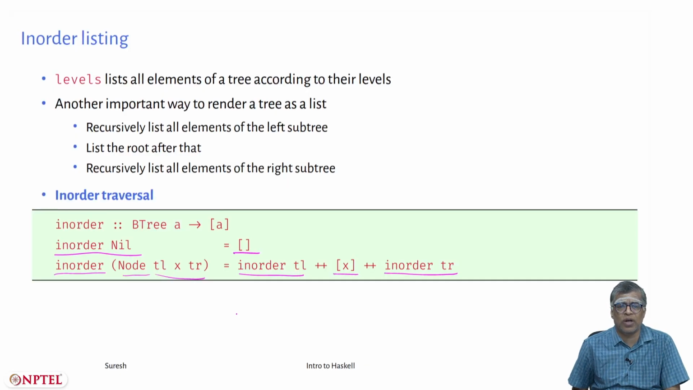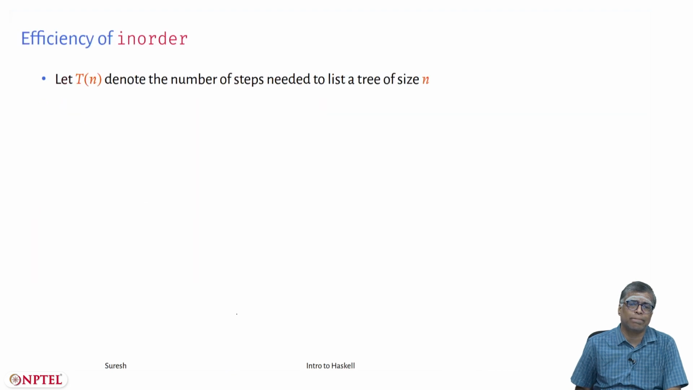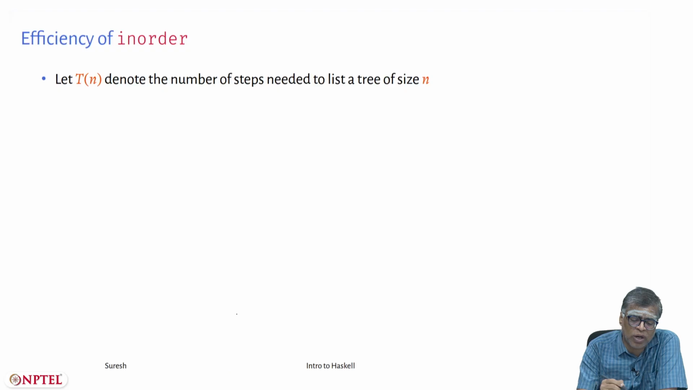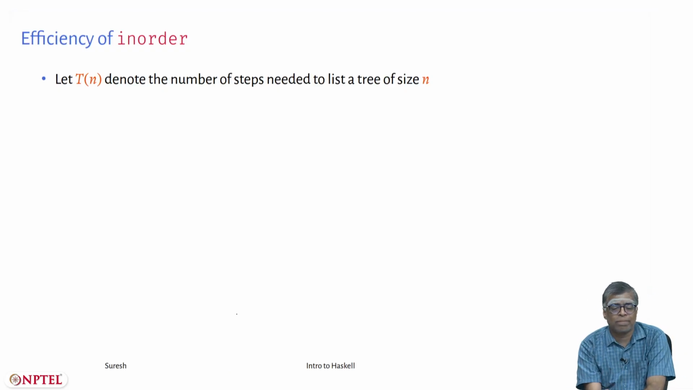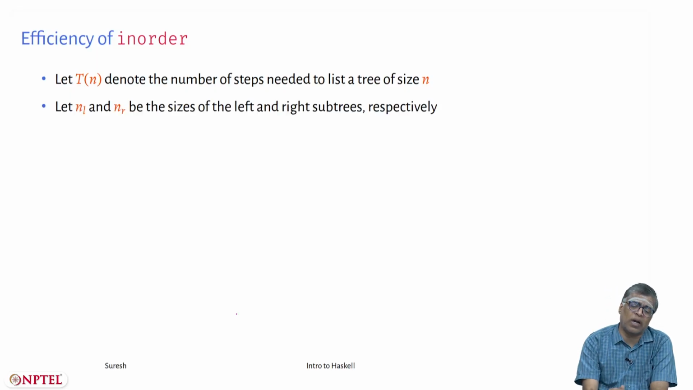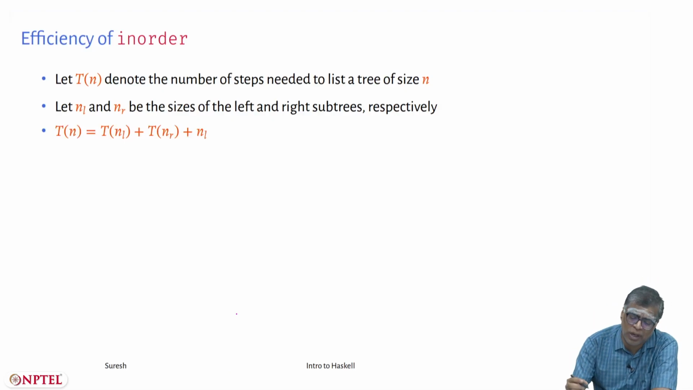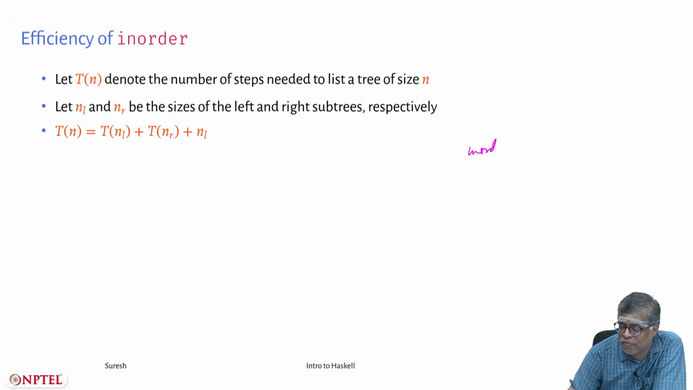So we have seen the code for in order. This is the code and we have seen how it works. Let's try to figure out how efficient in order is. So let Tn denote the number of steps needed to list a tree of size n. Then Tn is nothing but, let NL and NR be the sizes of the left and right subtrees. Then you have to list the left subtree, you have to list the right subtree, but importantly you have to do this plus. So you do in order of TR, this takes T of NR time, then you have to do a plus x, this will only take constant time.